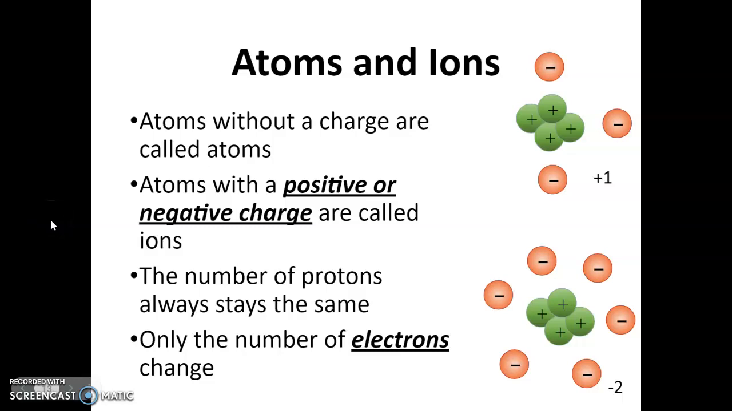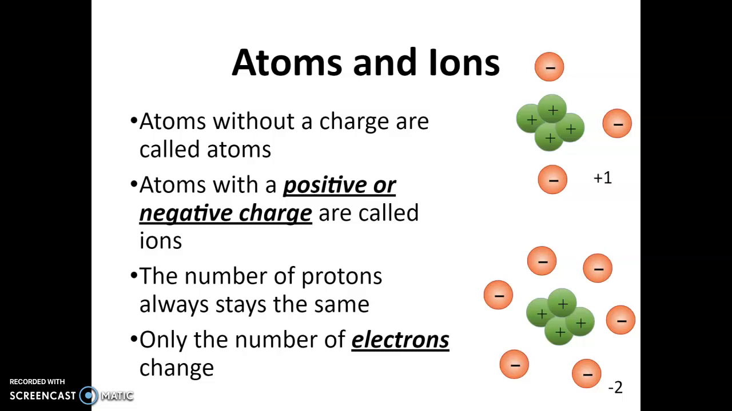So atoms without a charge are just called atoms. We call them a neutral atom, and that is what we've been talking about up until today. So when we've done 8-man and all those Bohr models, we have been doing them with neutral atoms, okay? If they have a positive or a negative charge, they are called ions, okay?